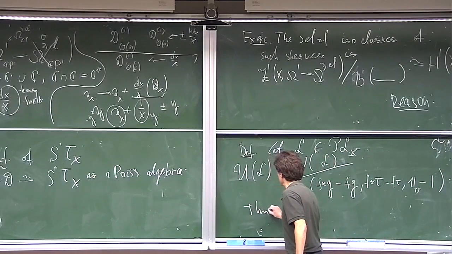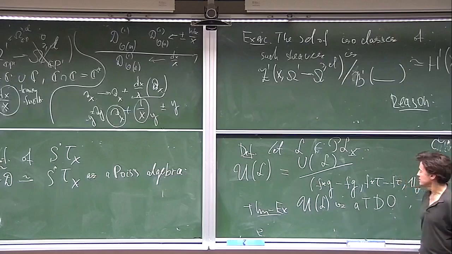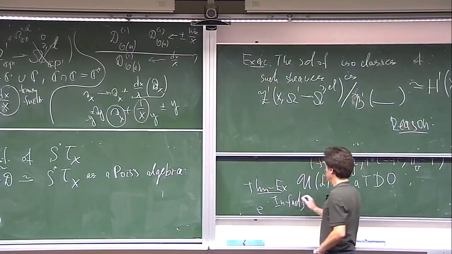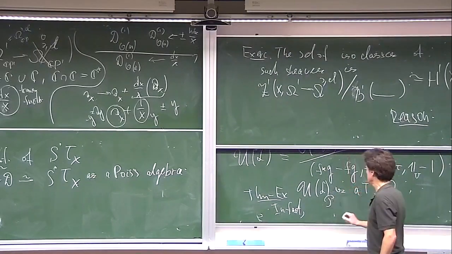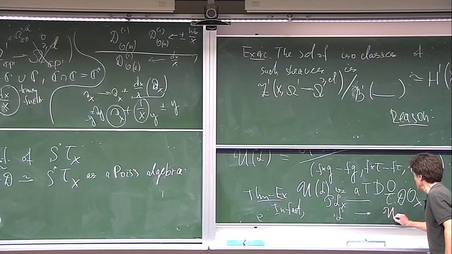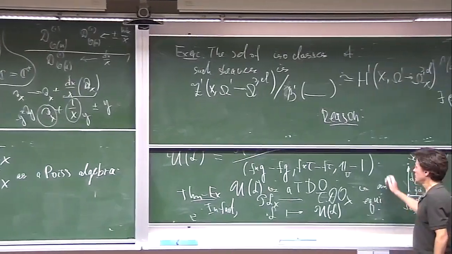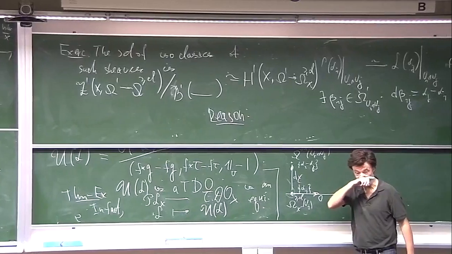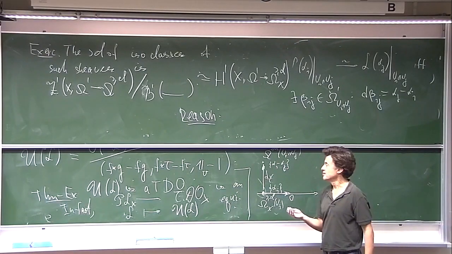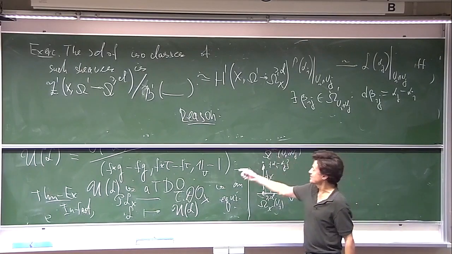So theorem, exercise: U of L is a TDO in fact. In fact, we have a functor from L(x) to TDO over x that sends L to U of L. So this functor is an equivalence of categories. Practical outputs: in one sense, what we've accomplished so far is we've solved the great problem of classifying all quantizations of this.